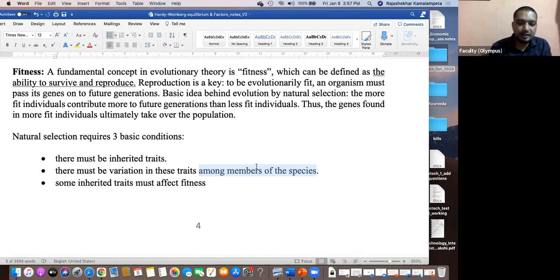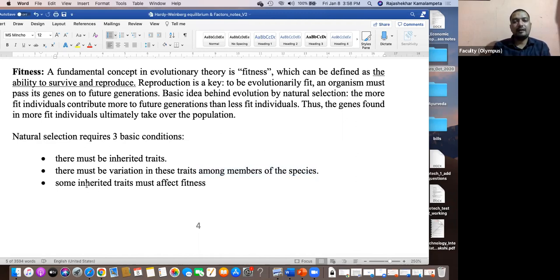So there must be variation in these traits among members of the species. That is only when natural selection is required. And which is always the case. We are frequently acquiring changes, mutations, recombinations always happening in us. And natural selection has a chance to choose.